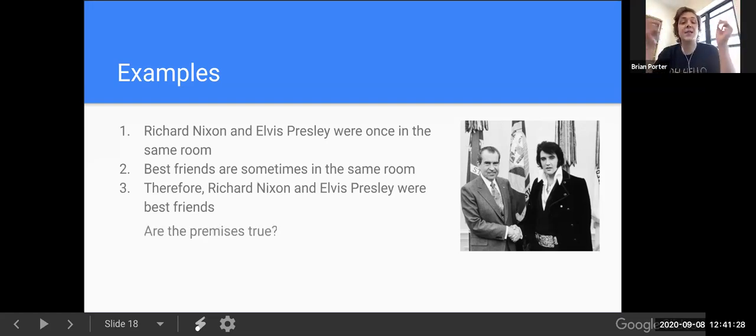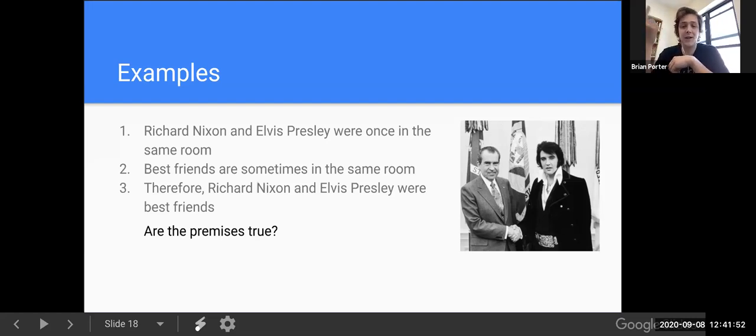So let's ask both questions. First question, are the premises true? Well, first premise says Richard Nixon and Elvis Presley were once in the same room. And as you can tell by looking at this photograph, that's true. Elvis Presley and Richard Nixon were once in the same room. They shook hands and everything. So premise one is true.